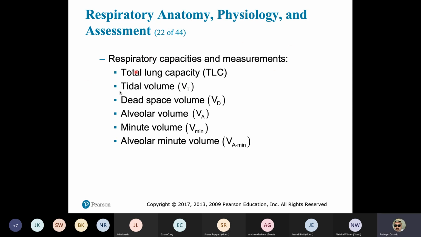Some capacities and measurements. When we talk about total lung capacity, TLC, we're talking about how much air can totally fit in our lungs. Tidal volume, you'll see abbreviated as VT. Dead space volume, VD. Alveolar volume, VA. Minute volume, VM. Alveolar minute volume. Does anybody know on average how much air the adult lungs hold? 500 to 600 milliliters. That's about right, 600 mLs of air.